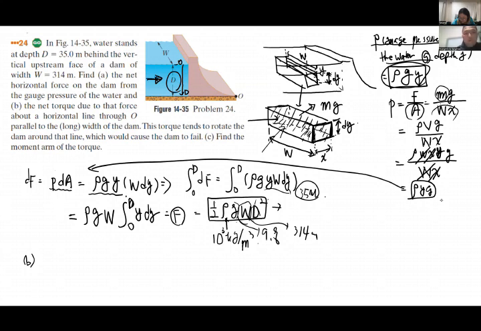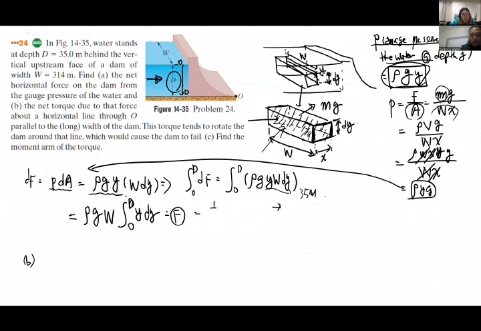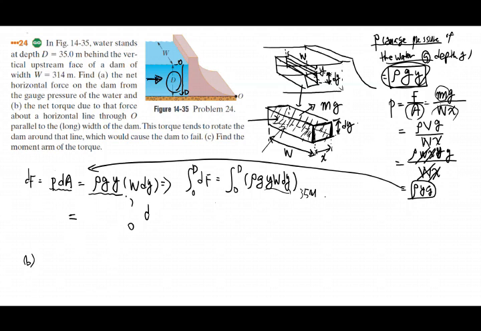Now, question B is the net torque due to the net force about a horizontal line through O parallel to the long width of the dam. This torque tends to rotate the dam around the line, which would cause the dam to fail. So let me just get rid of some of this writing from this whiteboard.